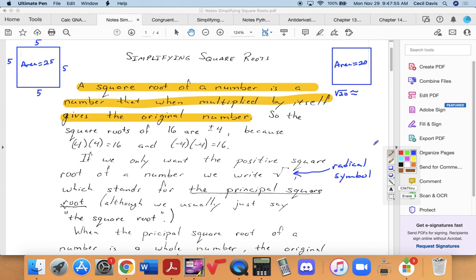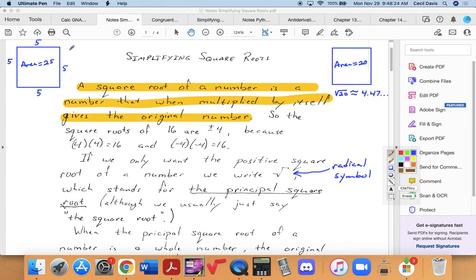Let's see what it is. The square root of 20 is approximately 4.47, so rounded, 4.5 was a really good guess. I mean, that's what I said. 4.5 is a really good guess. Okay?